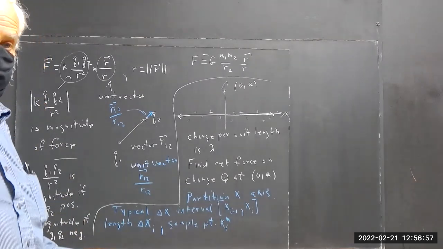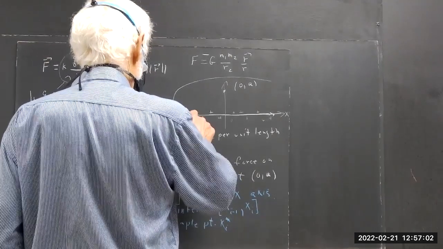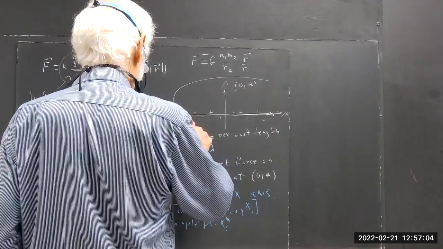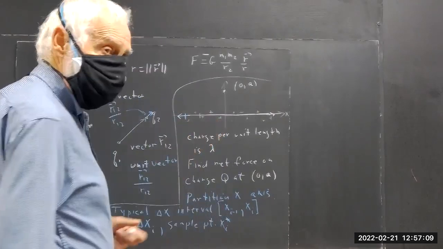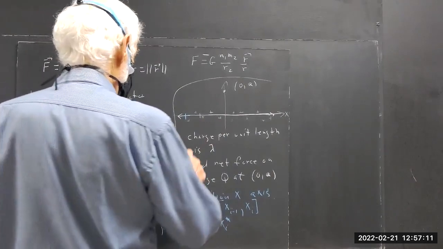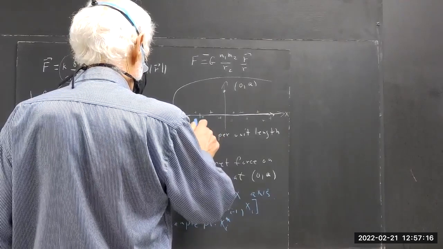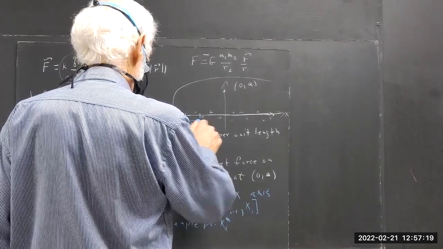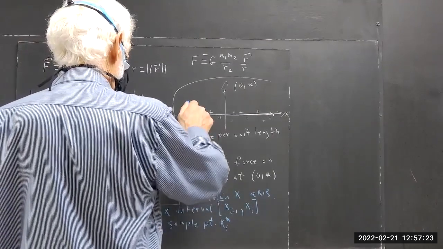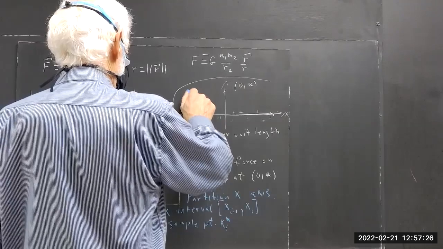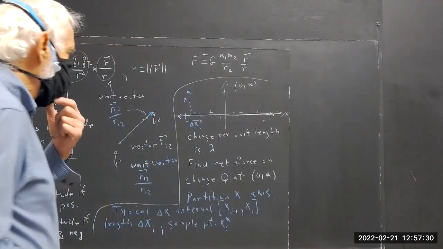So I can put this interval anywhere, right? Let's put it over here. I could label xi minus 1 and xi, but we understand that. We've got a delta xi here, and we've got a sample point, xi star.